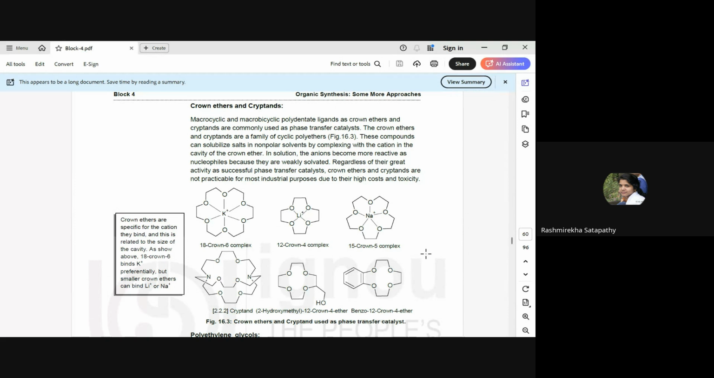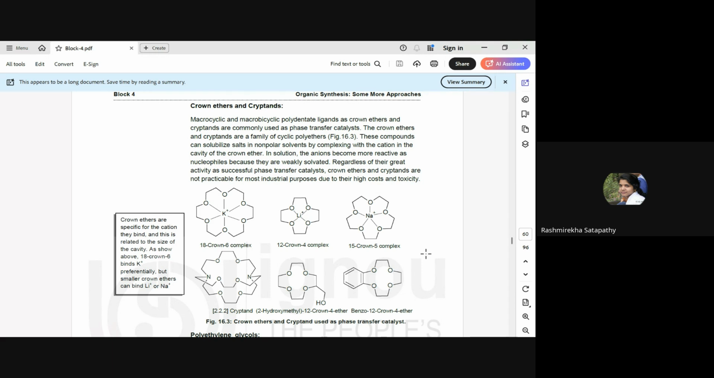Macrocyclic and macrobicyclic polydentate ligands such as crown ethers and cryptands are commonly used as phase transfer catalysts. The crown ethers and cryptands are a family of cyclic polyethers. These compounds can solubilize salts in nonpolar solvents by complexing with the cation in the cavity of the crown ether. In solution, anions become more reactive as nucleophiles because they are weakly solvated.